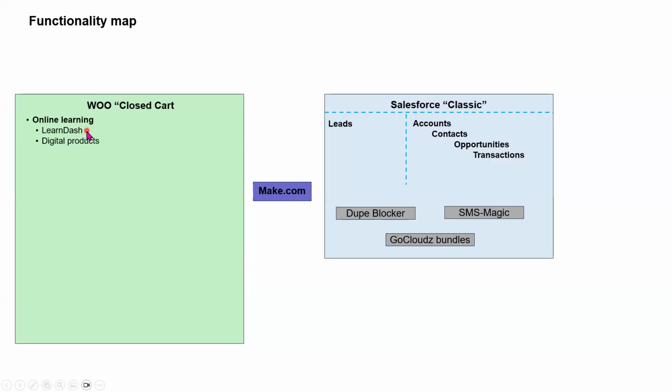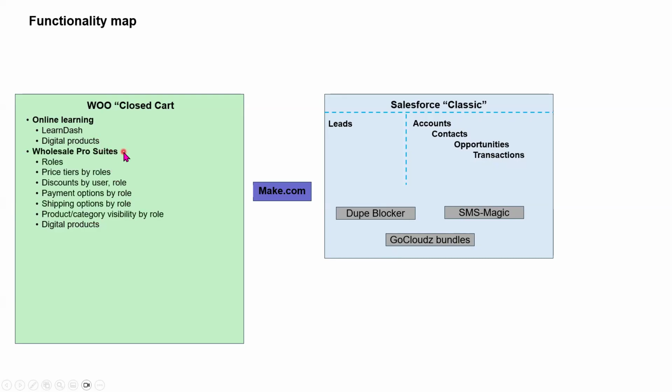On the Woo side, we have several pieces of functionality worth noting. One is a plugin called LearnDash, which we use for our online learning. So we do training for spray tan business startup training. We do a lot of it in person in different cities around the US, but we also have an online learning program. So LearnDash lets us put the online training behind a paywall. Digital products, so we can do checkout. The customer can buy the product and the training, and they immediately have access to it.